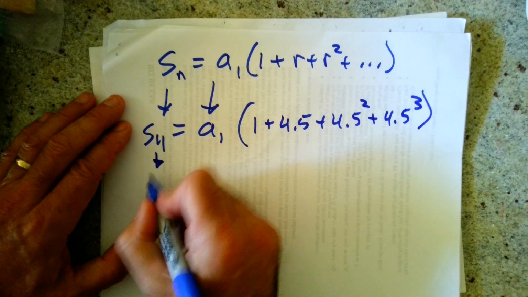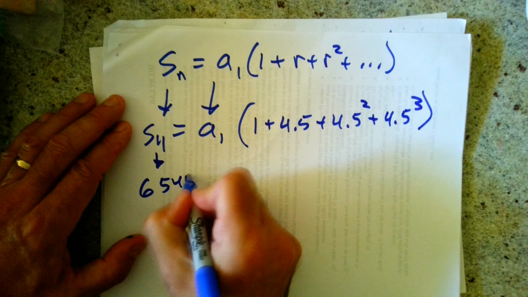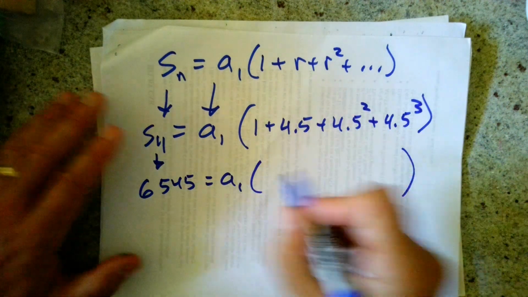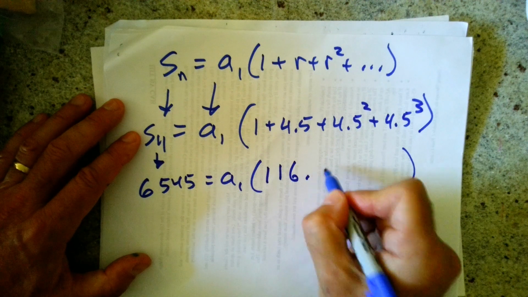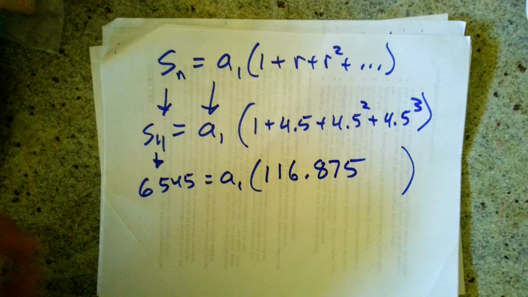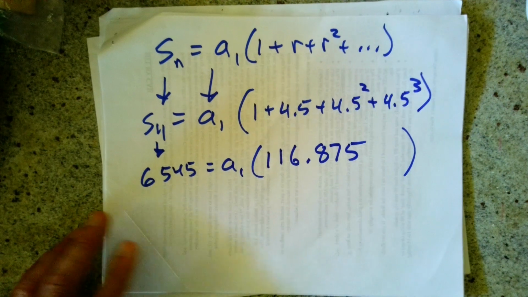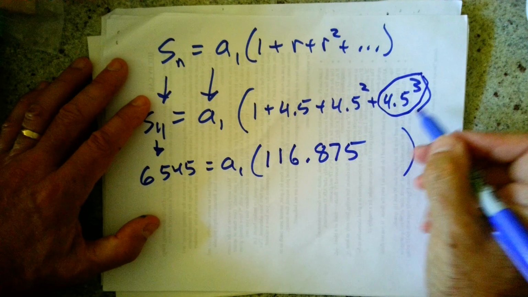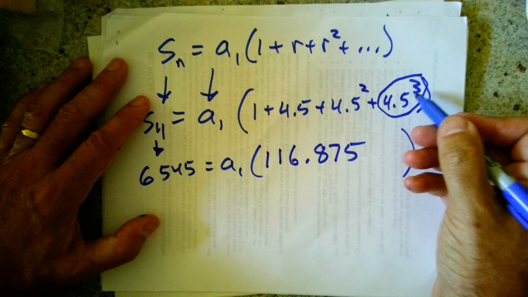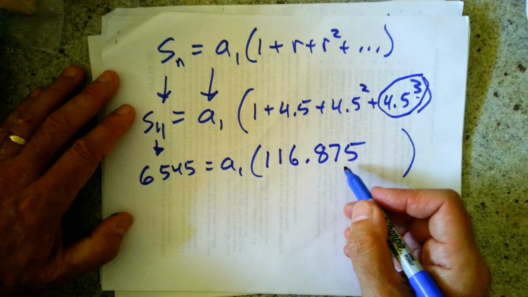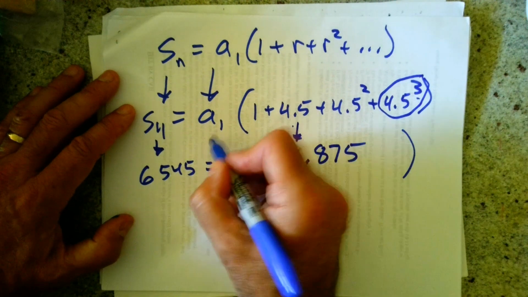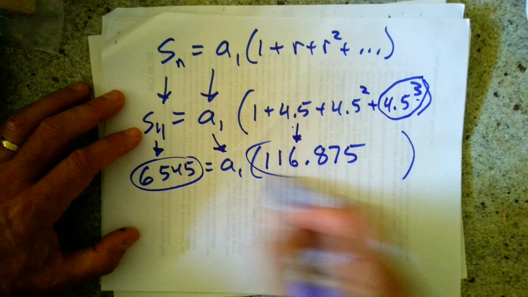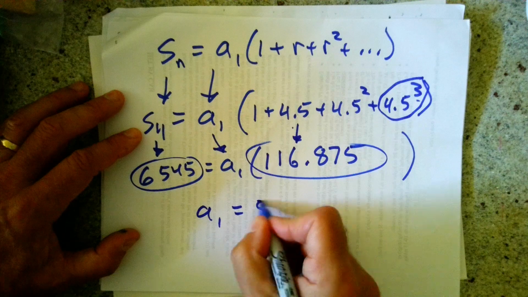This was given as 6545. And if you put this in a calculator and simplify it all out, you get 116.875. And even if you just have a handheld calculator, you can still figure this out by just multiplying 4.5 times 4.5 times 4.5, writing it down, adding them all together. All right, and then the last step is simple. Just divide this by this, and you get a1 equals 56.